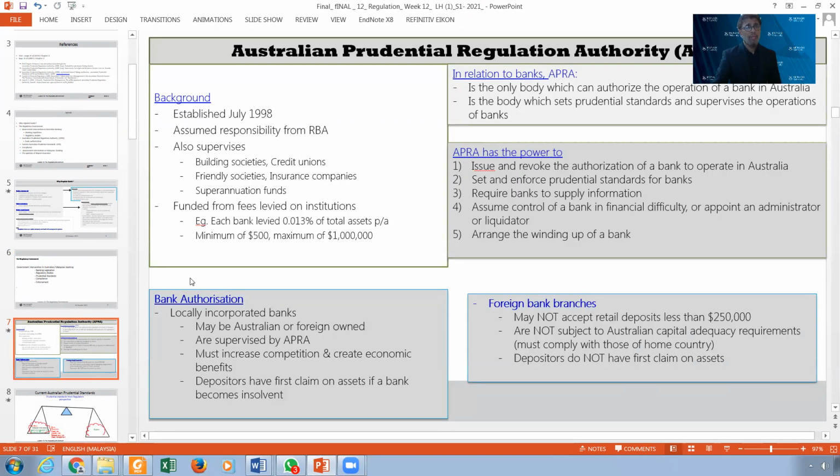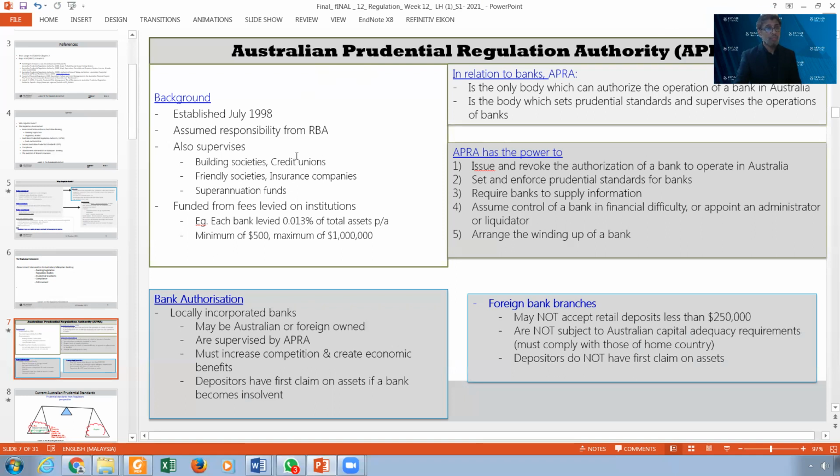Now, let's talk about Australia. Remember, we have a legislation, and before this legislation it was the Reserve Bank of Australia, which was established in 1959, that was actually responsible for bank supervision. But then they started APRA, the Australian Prudential Regulation Authority, in 1998, and this authority is the supervisor and the regulatory body.